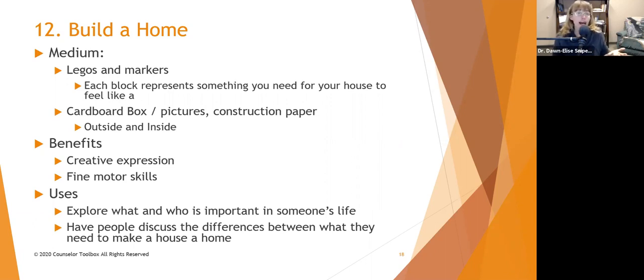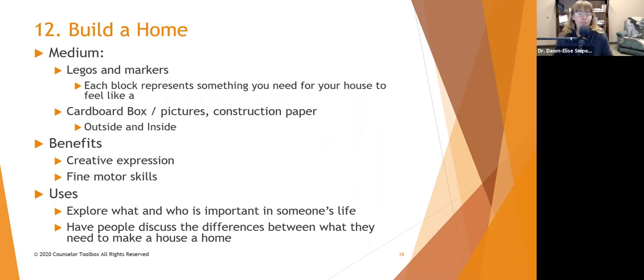You can also make a house, especially if you're working with younger people, out of a cardboard box, and they can use pictures or construction paper to decorate their house. They can add flowers, they can add pictures of windows, however they want to do it, and then talk about how that makes their house a home, what's important in that house to make it feel welcoming. It encourages creative expression and fine motor skills. It can help people identify and explore what and who are important in their life.